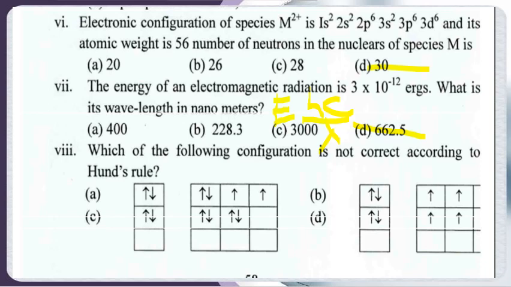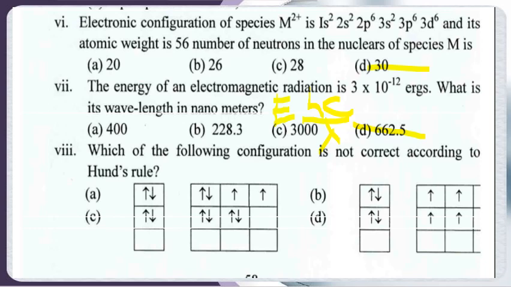Here it is given that the relationship between joule and erg is 10⁻⁷ erg is equal to 1 joule. So 3 × 10⁻¹² erg will be equal to how much? That is 3 × 10⁻¹² upon 10⁻⁷. So it will come out as 3 × 10⁻¹⁷. Find out lambda from it by applying all the parameters in it: E the energy, then Planck's constant h, and then c. The value which you will get is 662.5.